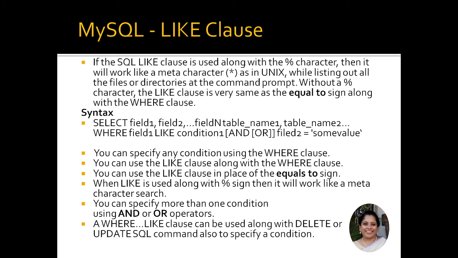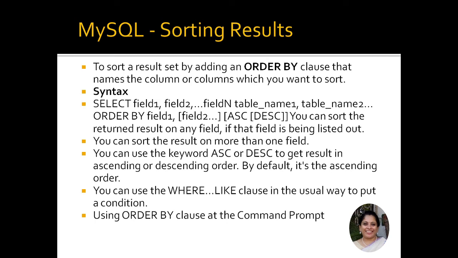Then I have the sorting of results. If I want to sort my entire data, I use the order by clause. It can give me results in ascending order or descending order. So here I can show a syntax: select the field names whatever you want, or you can say select star, then from which table. Then I need to write order by, again on which particular column. So I write order by the field, and whether you want the order as ascending or descending. So you have to write ASC or DESC to get the result in ascending or descending order. You can even use the where or the like clause if you want. So this is using the order by clause at the command prompt.